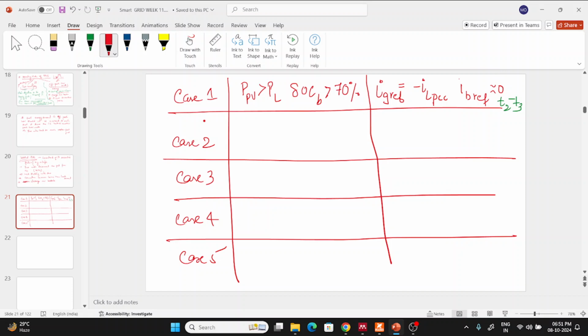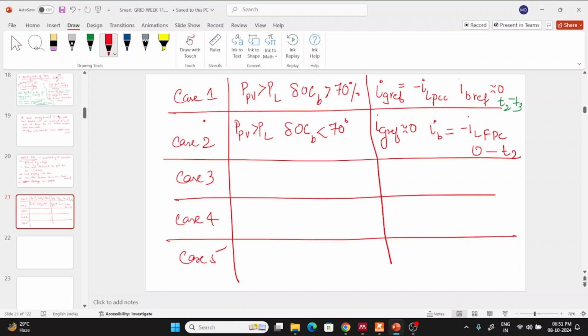Then another case, where we have taken the power of PV greater than P_load and SOC of the battery less than 70%. Here I_grid_ref is nearly 0 and I_battery is equal to minus I_LFPC. This corresponds to the instant 0 to T2.